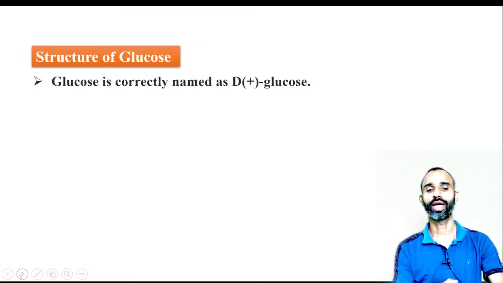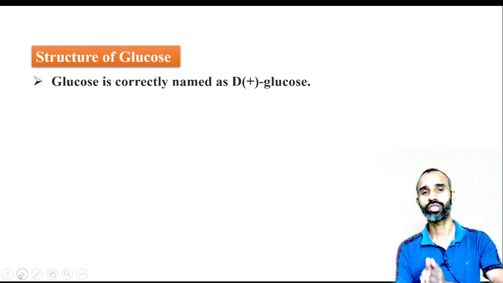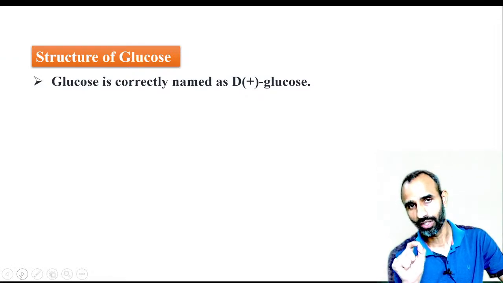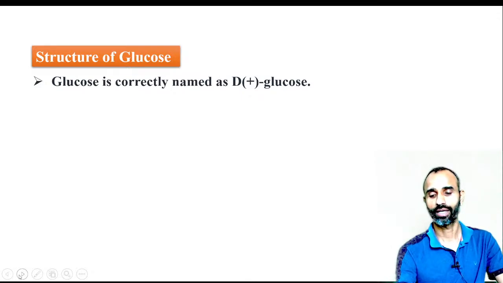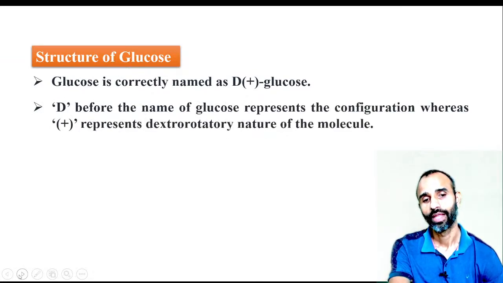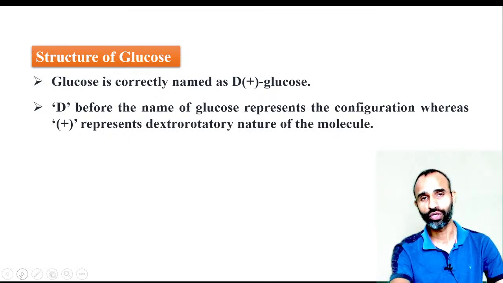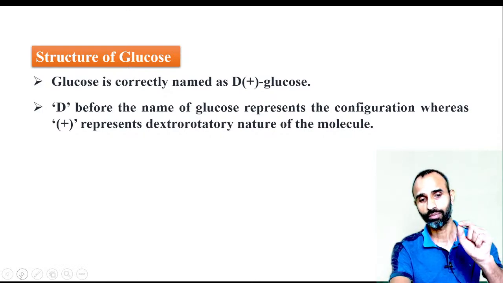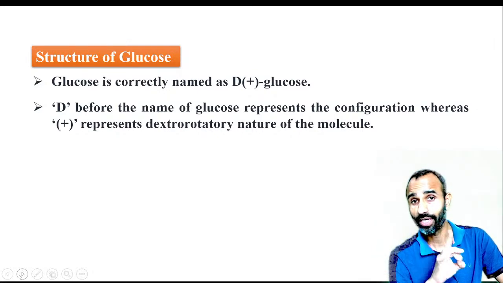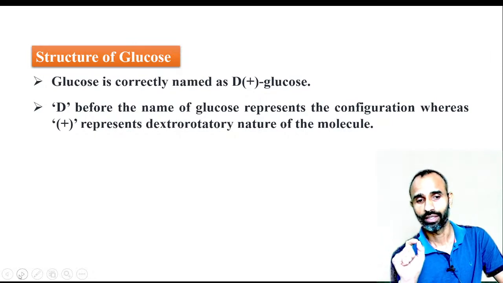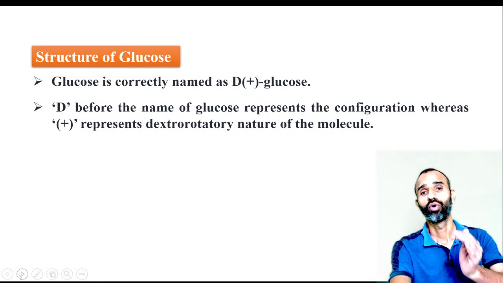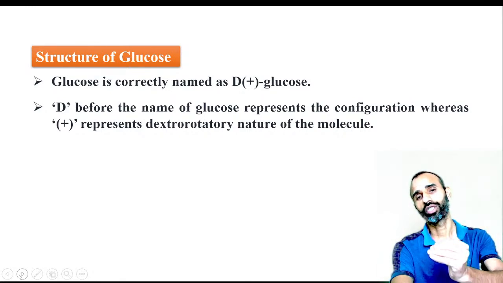Now glucose we can correctly name as D plus glucose. Capital D plus glucose. Now what does it mean, what is capital D, what is plus? Plus is dextrorotatory, but what is D? D before the name of glucose represents the configuration. This plus indicates dextrorotatory nature. Plus can be represented as small d, but capital D doesn't mean it is dextrorotatory. It can be D negative sometimes. So capital D means on the second last carbon, OH should be on the right side.